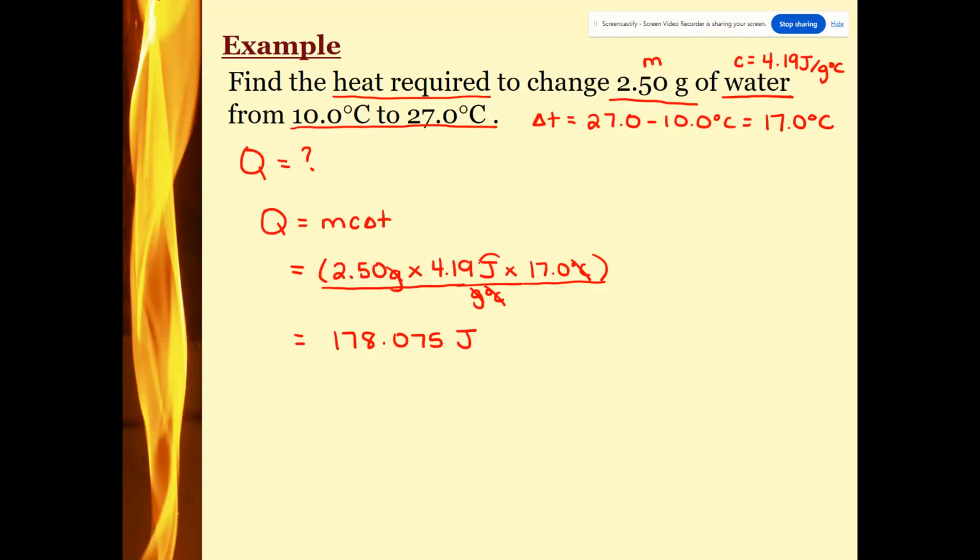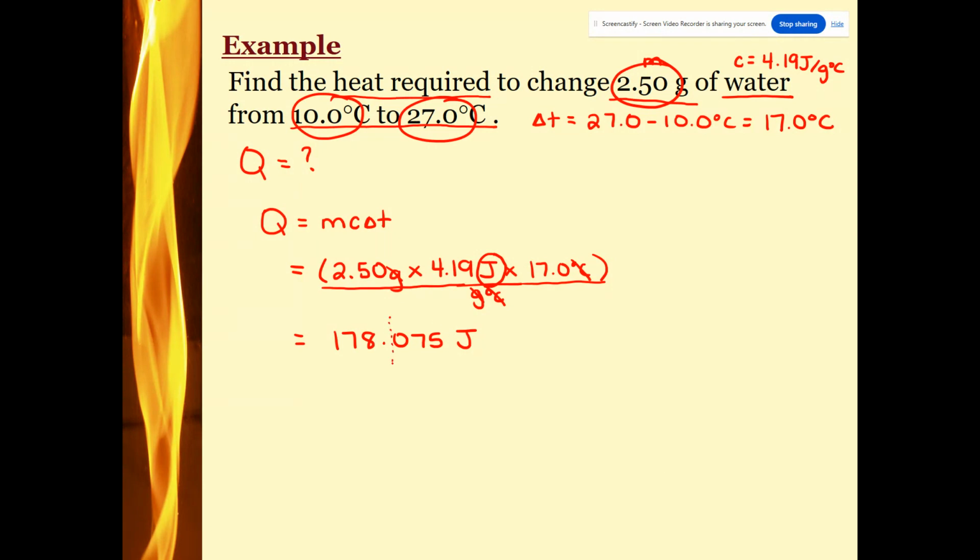Remember again, the unit that is left on top is the unit of my answer. That's why I use that sort of fraction method to show what happens. Okay? Now, sig digs. I go back up at the question. There was 3, 3, and 3. So I can have 3 total digits in my answer.